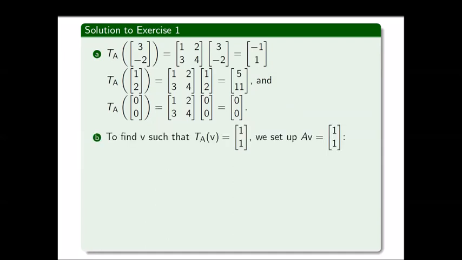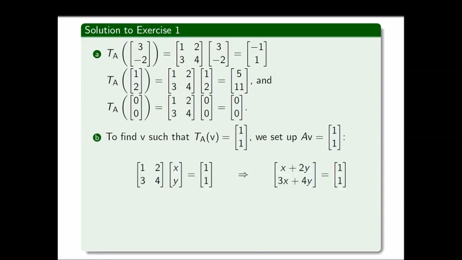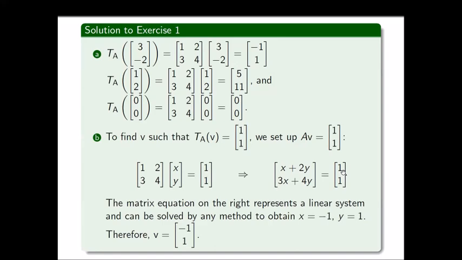Now let's move to the second part. We want to find a V such that TA of V is this particular vector (1, 1). We know what TA of V is, it's A times V. So we set A times V equal to the vector (1, 1). We assume that my vector V has entries x and y. So we get this matrix equation. We multiply the things on the left to get x + 2y and 3x + 4y, and now they are forced to be equal to 1.